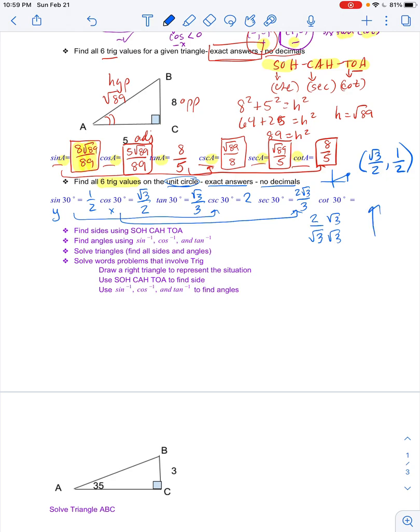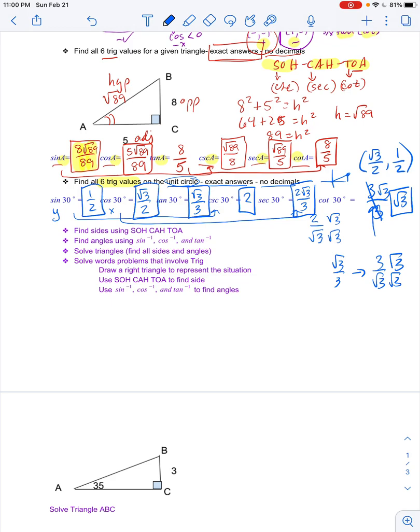Take my tangent, which was this, flip it over. Then I have to rationalize that. So I get 3 root 3 over 3. They cancel, and root 3 is my final answer. So again, this is not going to be a lot of calculation, but it's a lot of understanding and tying things together that can be pretty tricky.